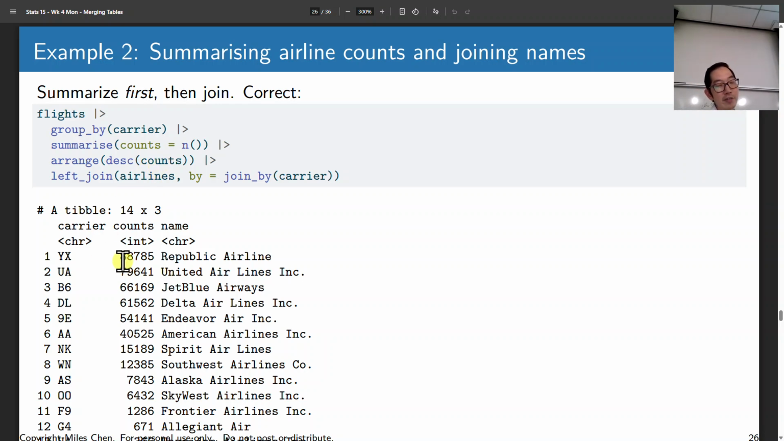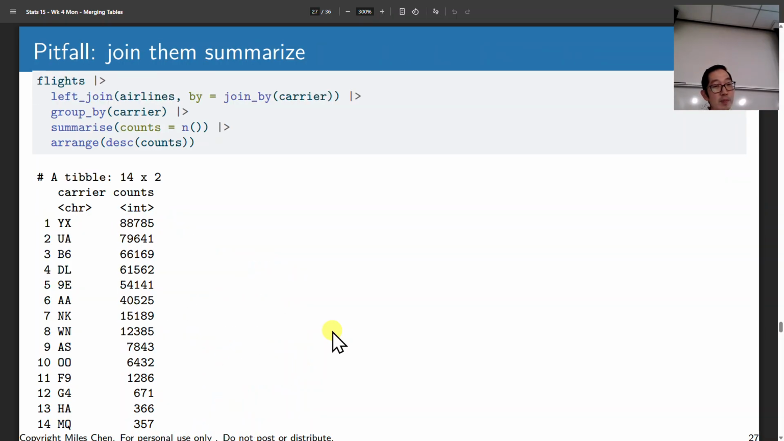And now I want to figure out what is the name, what's the actual airline associated with B6 or DL or 9E or things like that. And so I do the left join there, okay? So I want to do the summarize, and then I want to add in this information, okay? If you do it the other way and you say, hey, let's do the left join and then group by and summarize, look what happens here, okay?